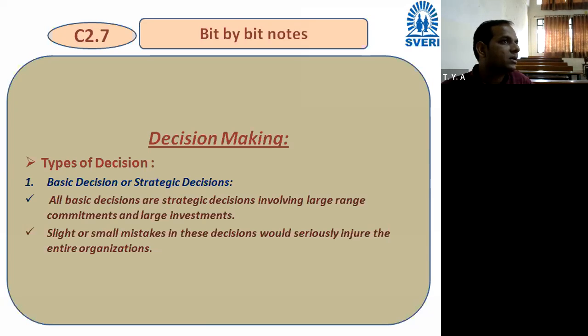If a slight or small mistake happens in this decision, then what is the punishment, can you see? There will be a serious problem for your entire organization, because you are investing long term money or giving a long term commitment to a party. For example, to a foreign client you give a certain commitment, like we will use so and so product, right? And if the party is large and you are not able to do it, then there is a huge injury to your organization and there will be a huge loss. So a basic or strategic decision should be taken very seriously and appropriately.